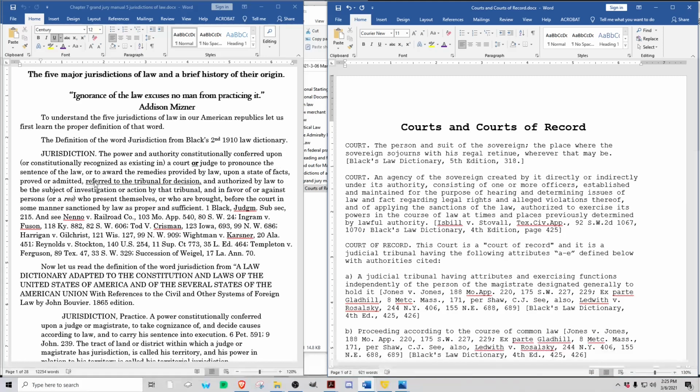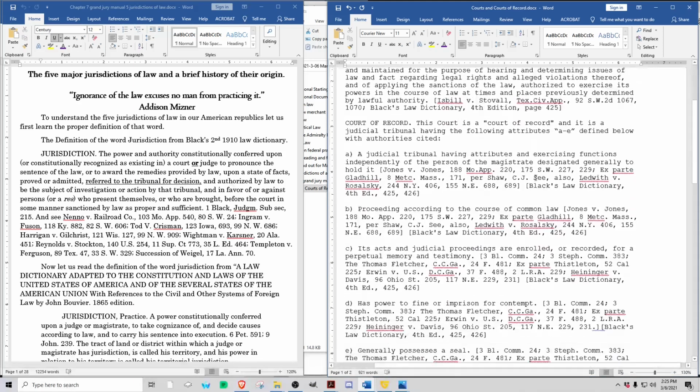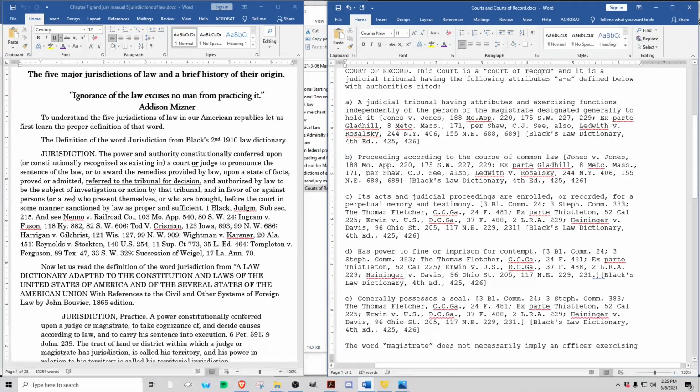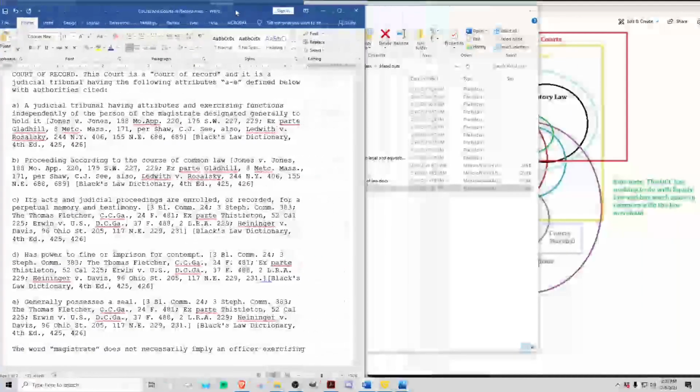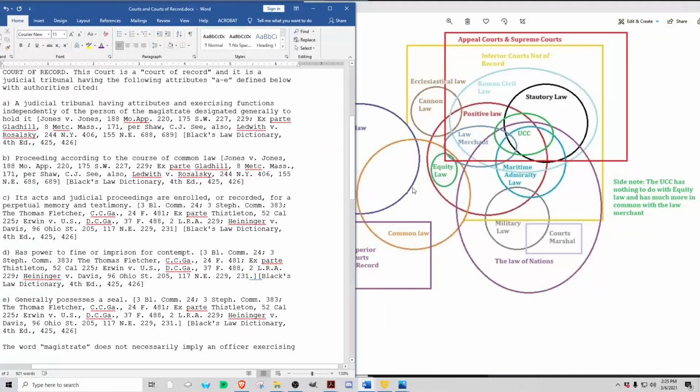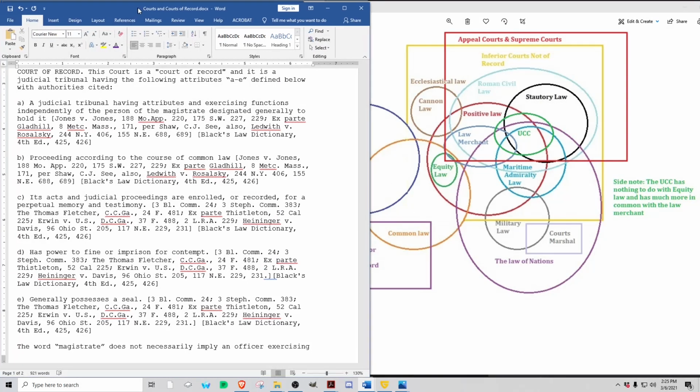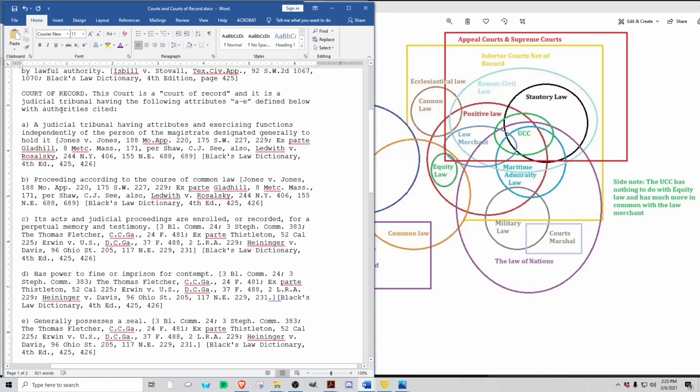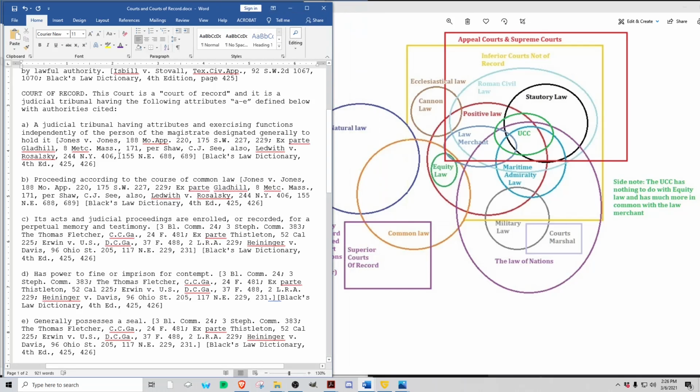So from here, go back to the aspect of jurisdiction, referred to the tribunal for decision. Okay, what's the tribunal? Now in a common law court of record, the tribunal is independent of the magistrate. So this is a court of record. All the definitions of a court of record. A judicial tribunal having attributes and exercising functions independently of the person of the magistrate assigned generally to hold it.